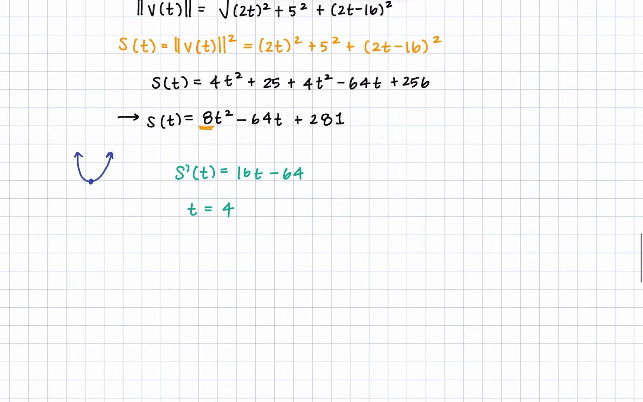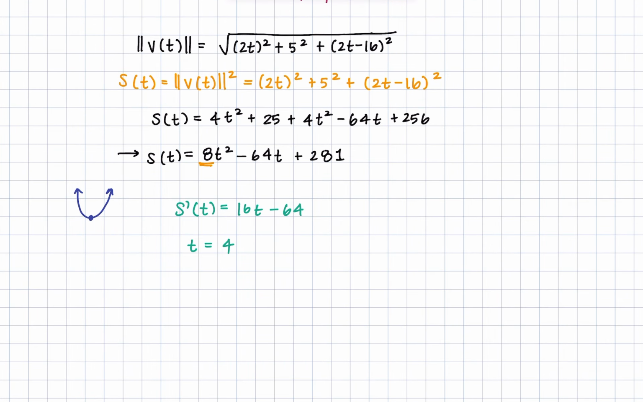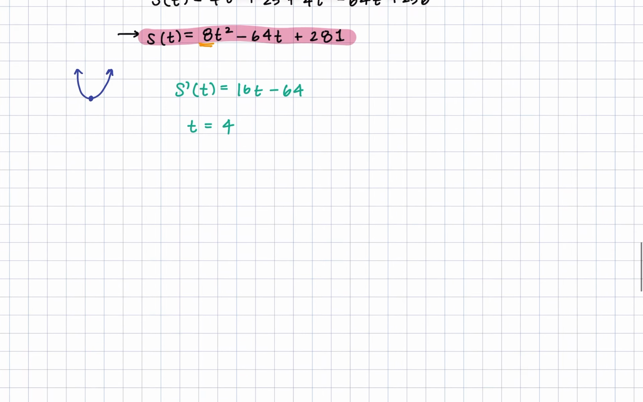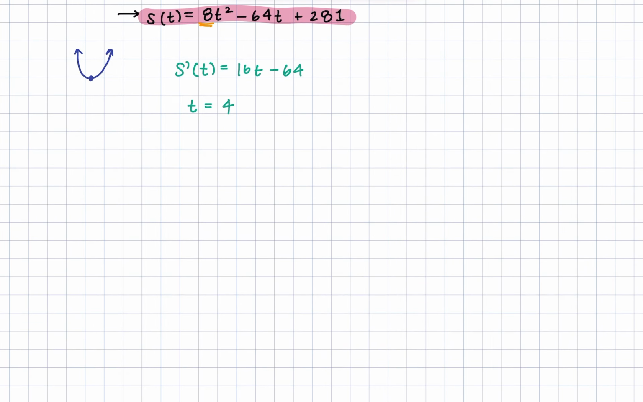Now what I can do is plug this back into my original function right here. Let me highlight this. I can plug this back in over here, so I can get the speed at time equals 4. So that would be s of 4 equals 8 times 4 squared minus 64 times 4 plus 281.